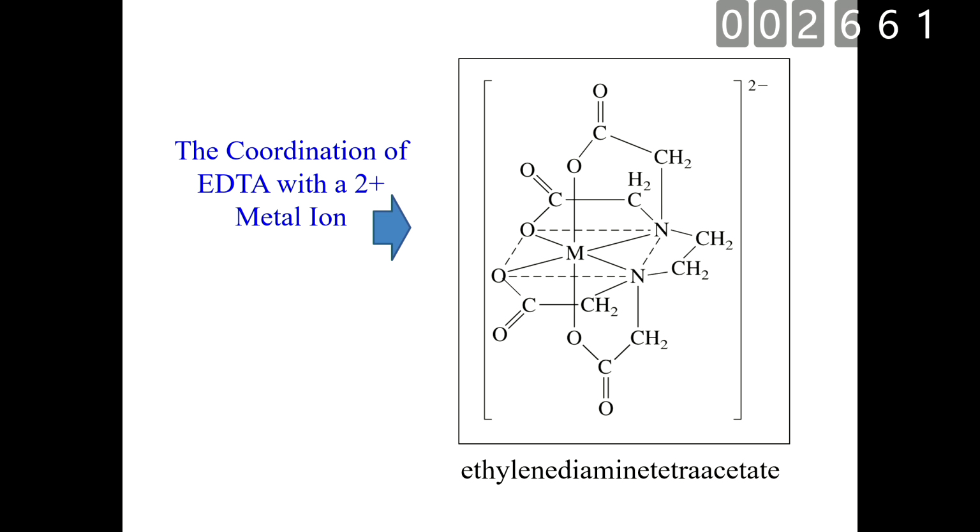6. Yeah, 6. So this ligand can form 6 covalent bonds with metals. So this is a polydentate ligand. Or if you like, you can also call it a hexadentate ligand. Hexa means 6.